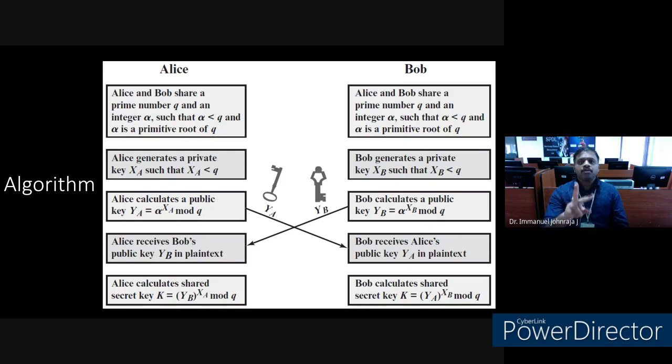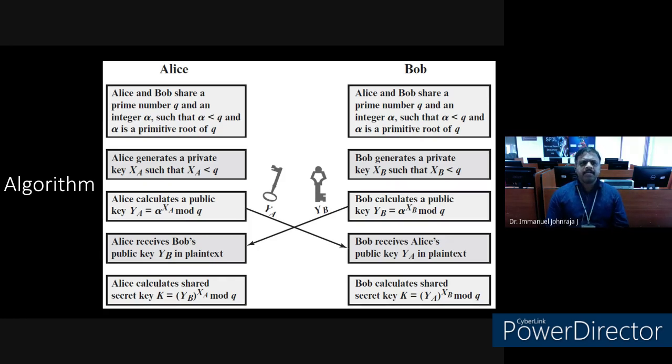What's happening? Both of them are doing the same thing. How are they doing it? They may use some KDC. When they are meeting each other, they would have shared this p and q. All right, let's leave that to them. But alpha and q are known to both the entities, sender as well as receiver. In our case, Alice and Bob both have the q and alpha with them. Both are the same values.